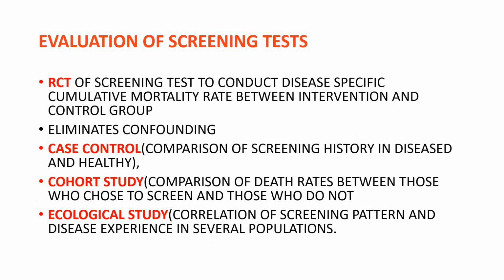And as for the evaluation of the screening test, in randomized controlled trials of screening tests, the disease-specific cumulative mortality rate between the intervention and the control group is the usual comparison. It eliminates the confounding factors. Next is the case control studies to evaluate. Here, comparison of screening history in disease and healthy is usually looked into. And in the cohort, the comparison of death rates between those who chose to screen and those who do not. In the ecological study, correlation of screening pattern and disease experience in several populations are looked into.